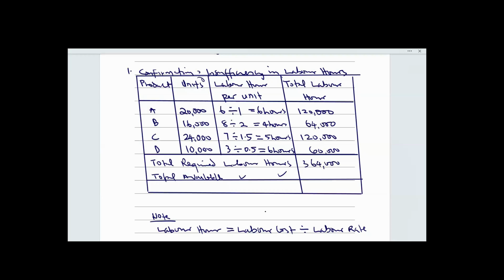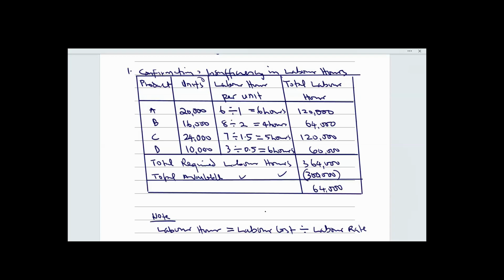So we are told in the question that labor hours is limited to 300,000. That's the available labor hours. So you then call me 300,000 that is available. The difference is 64,000.